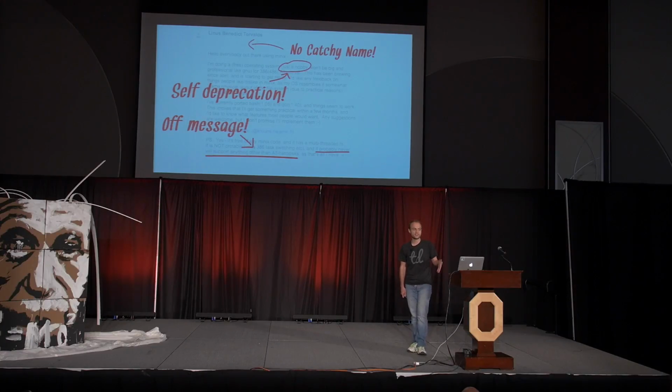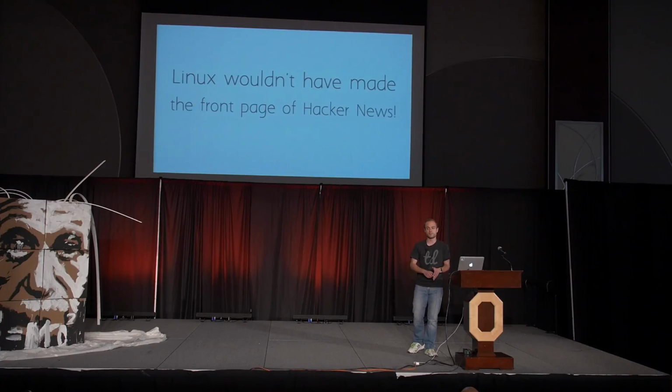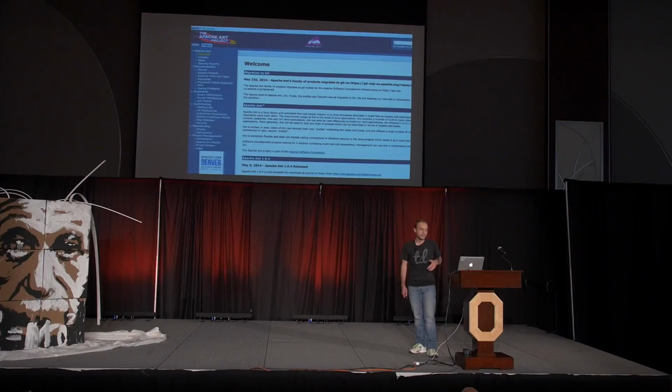This is Linux. This is the thing that runs most of the servers on planet Earth. But if it were released today, it wouldn't even make the front page of Hacker News. It wouldn't even make the front page of Reddit, because our expectations of marketing of open source have gotten so high. If we fast forward eight or nine years to Java, this is the Apache Ant project.